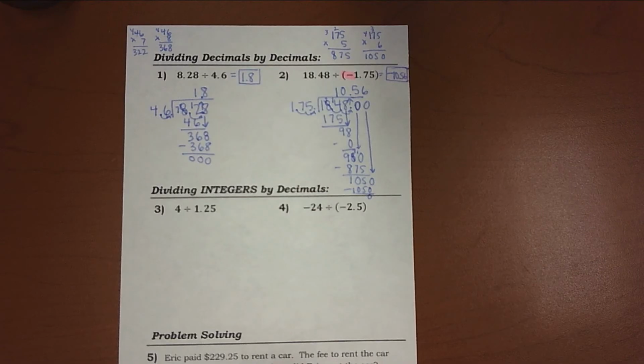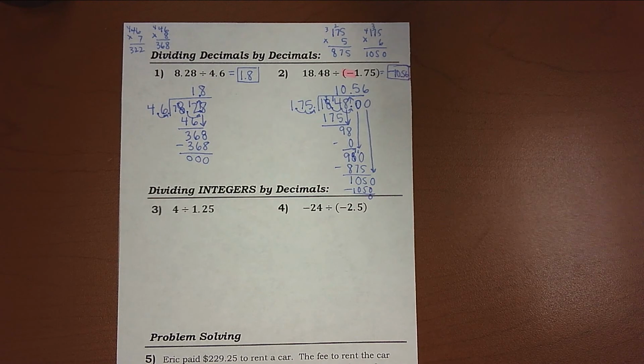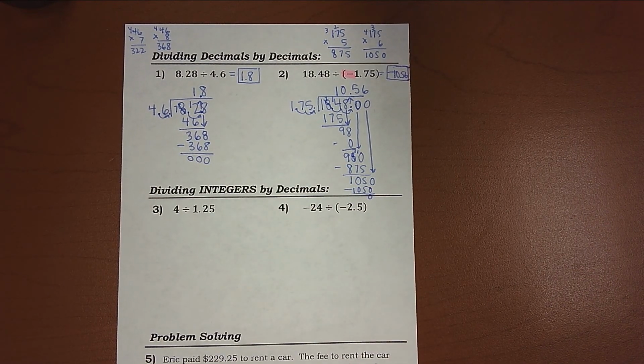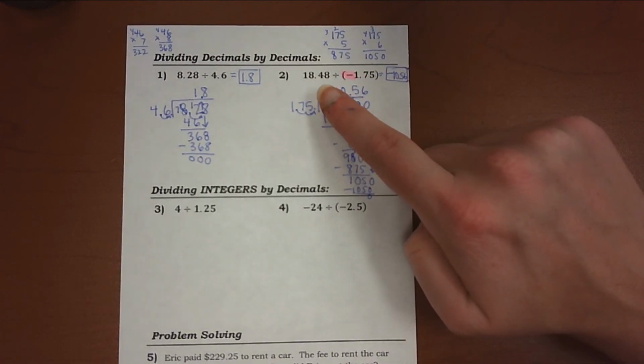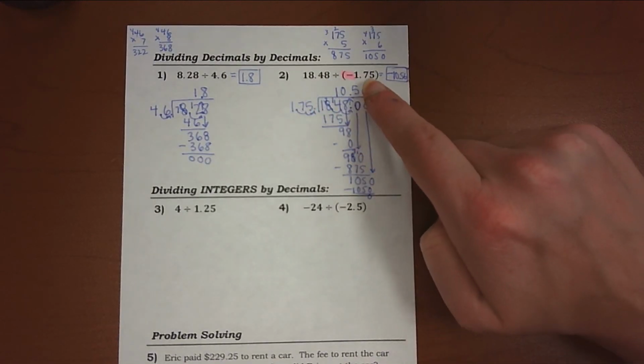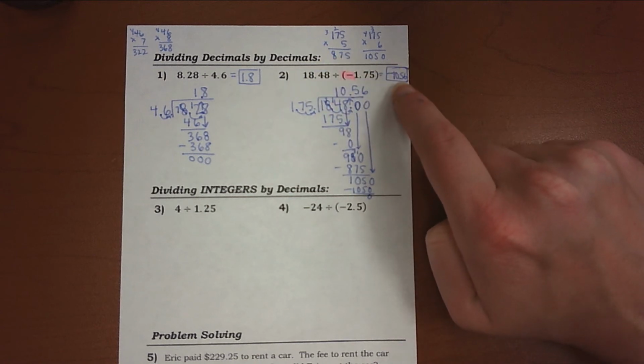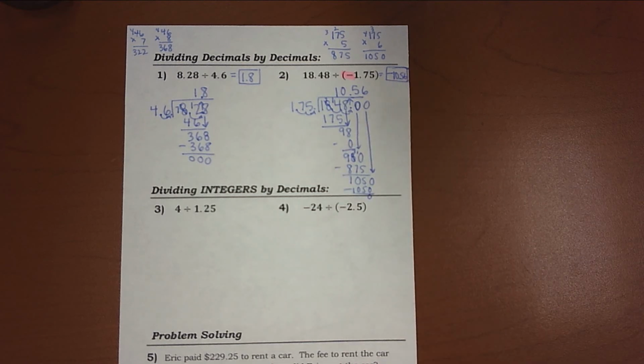18 and 48 hundredths divided by negative 1 and 75 hundredths is negative 10 and 56 hundredths. Again, a positive divided by a negative is a negative. And 18 and 48 hundredths is close to 18. This is close to 2, so 18 divided by 2 is 9. 10 and 56 hundredths is close enough to 9 that it seems reasonable and makes sense that I can move on.